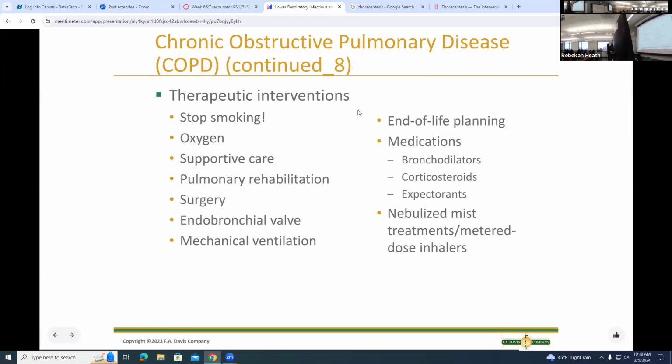These are people who might have activity intolerance, right? They can't walk from here to the other side of the hallway without taking a break. We're going to help teach them what are some things we need to do to help you maintain your life.